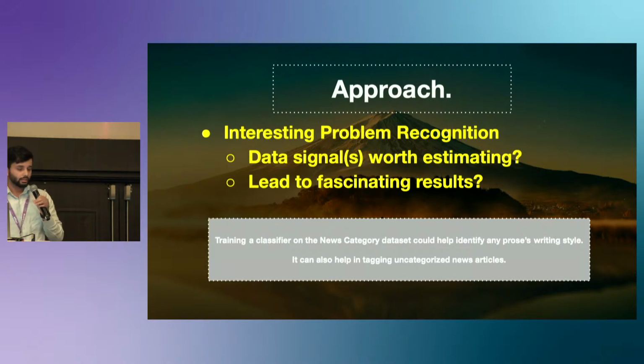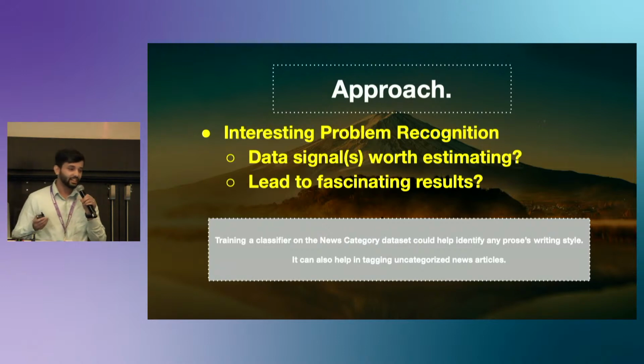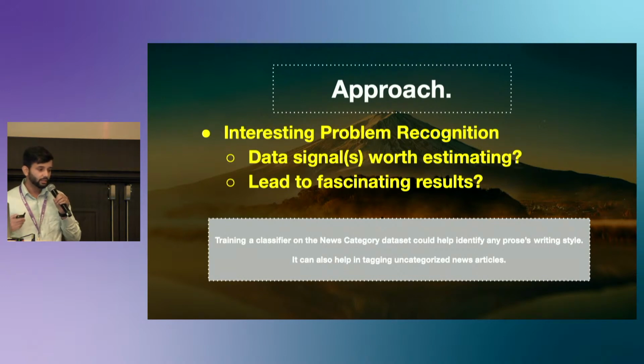that can identify any writing style of the text. So let's say whether it's political, entertainment related, sports related, and things like that. This could certainly be really valuable in the natural language processing domain. We could also tag untracked news articles, which is an immediate practical value it could provide. So these are some of the things we thought about when collecting this news category data set.